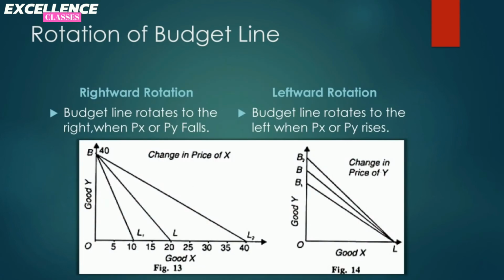Now the next topic is rotation of budget line. Budget line rotates to the right when price of one of the two commodities falls, whereas budget line rotates to the left when price of any one of the two commodities rises, which you can see in the diagrams given in this slide. In figure 13, due to rise in price of good X, budget line rotates from BL to BL1, and due to fall in price of good X, budget line rotates from BL to BL2. In figure 14, due to rise in price of good Y, budget line rotates from LB to LB1 and vice versa.